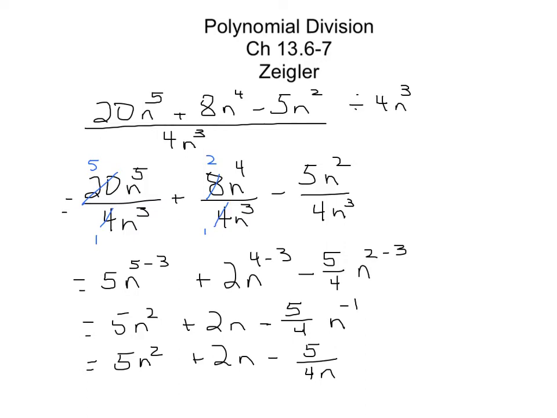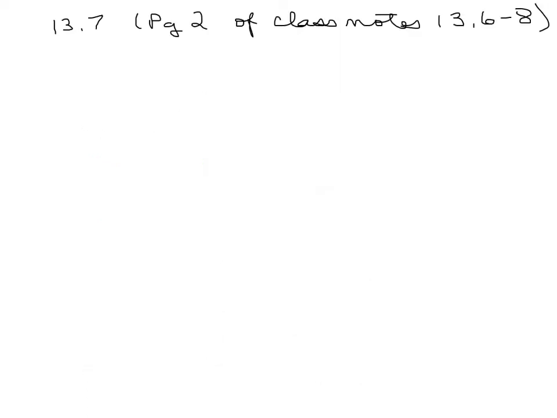Now let's look at dividing a polynomial by another polynomial that is not a monomial. On page 2 of your class notes, you will see 13.7, dividing a polynomial by a polynomial. Before we begin, I want to review long division, because we're going to use the same steps to divide polynomials. So we're going to divide 6,697 by 27. We first look at the two front numbers, and 27 goes into 66 two times. 2 times 27 is 54.